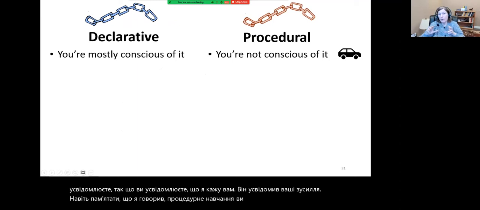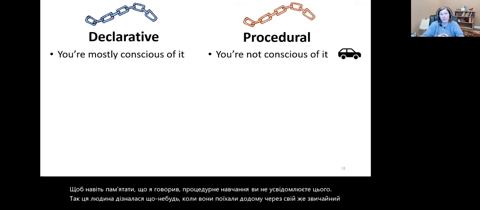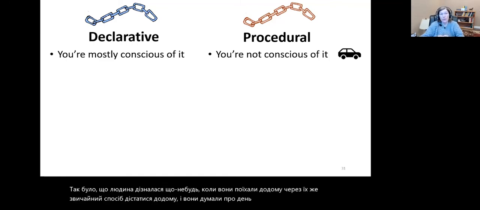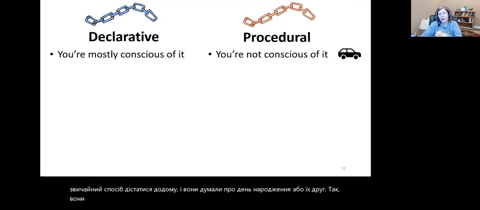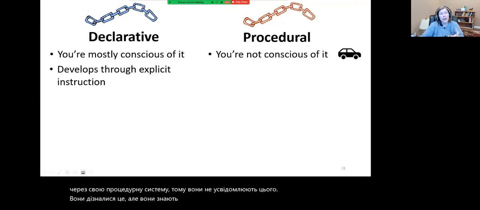So had that person learned anything when they drove home through their same usual way of getting home, and they were thinking of the birthday party of their friend? Yes, they had learned something. They had driven home so many times that they had learned how to drive home through their procedural system. So they're not conscious that they've learned it, but they know it really well. Declarative learning develops through explicit instruction. So I'm explaining to you exactly what you're learning.